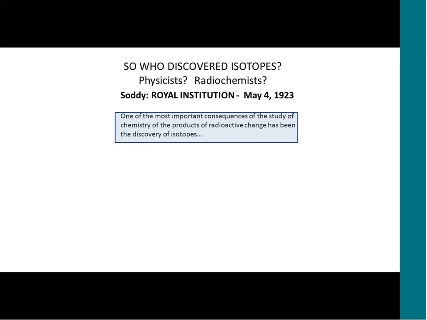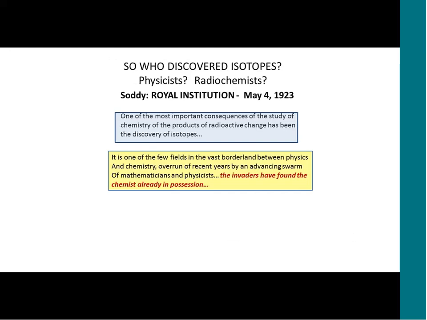Yet Soddy hung on to his claim as late as 1923, saying one of the most important consequences of the study of chemistry of the products of radioactive change has been the discovery of isotopes. Here's where you find something a little bit humorous. He says it's one of the few fields in the vast borderland between physics and chemistry overrun of recent years by an advancing swarm of mathematicians and physicists. But the invaders have found the chemist already in possession of the land, as it were. I found that pretty interesting.